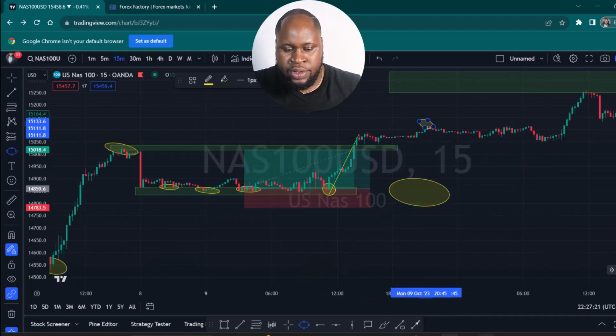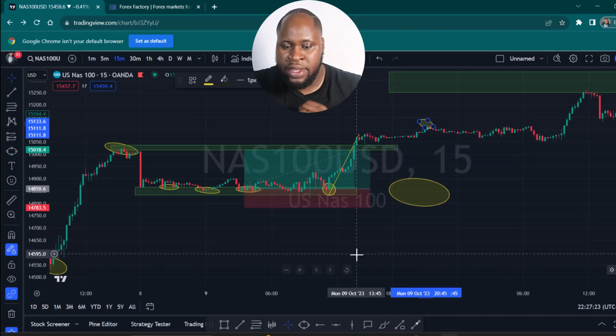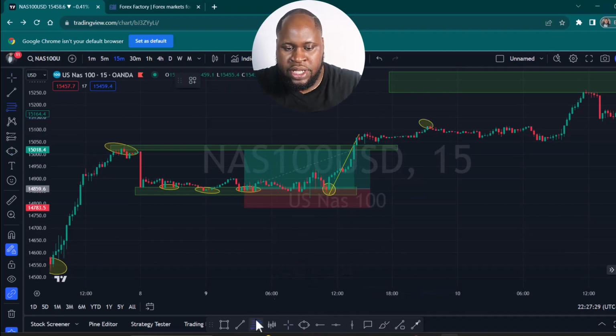So we're going to now use our fib retracement tool, and with these two areas, we're going to use that so that we can put our points accordingly, right?